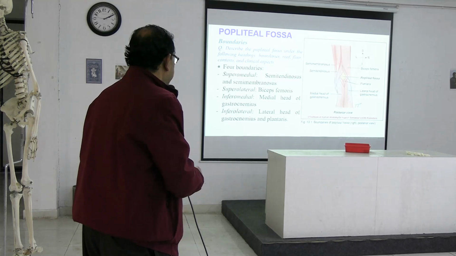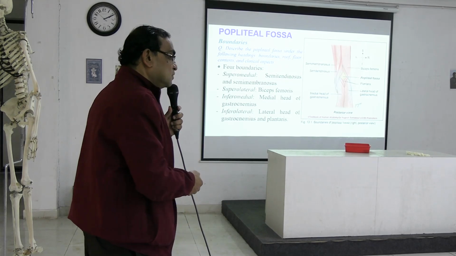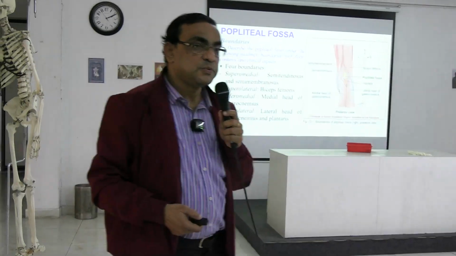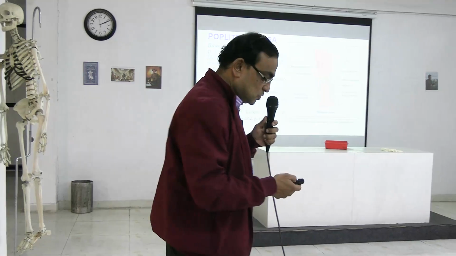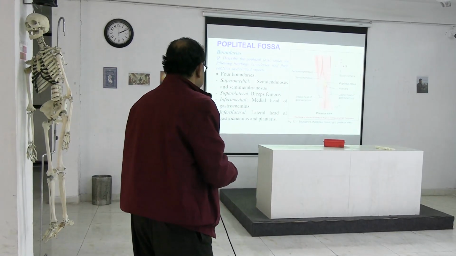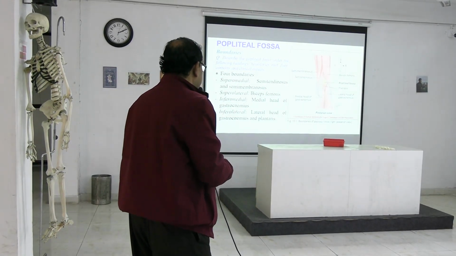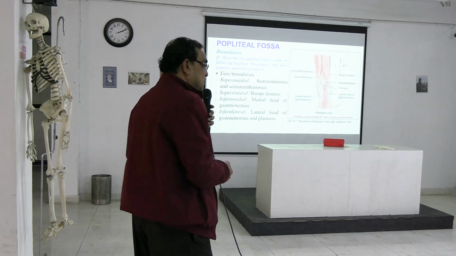You can see this is the bicep tendon. This is the lateral side, this is the medial side. So it corroborates with the right side. Okay, so this is medial side, this is lateral side. So this is laterally and medially. You can see there are two muscles. One is semimembranosus, and over which we can get the semitendinosus.